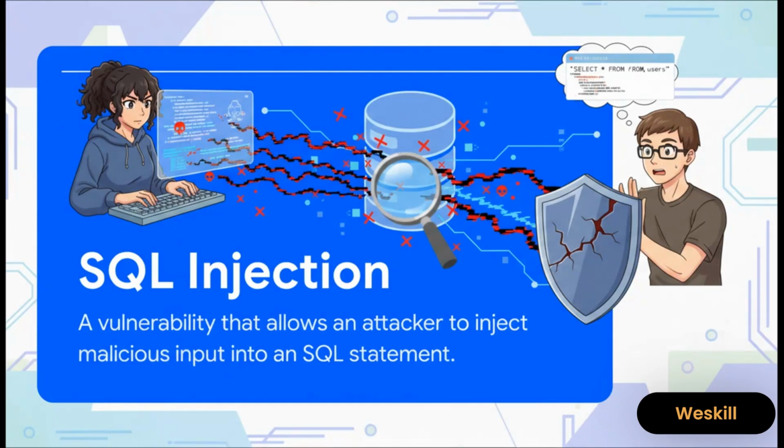And that brings us to the formal definition. SQL injection is basically a vulnerability that lets an attacker sneak their own malicious commands into a totally legitimate SQL query the application is building. So instead of just looking up a username, the application gets tricked into running the hacker's commands too.